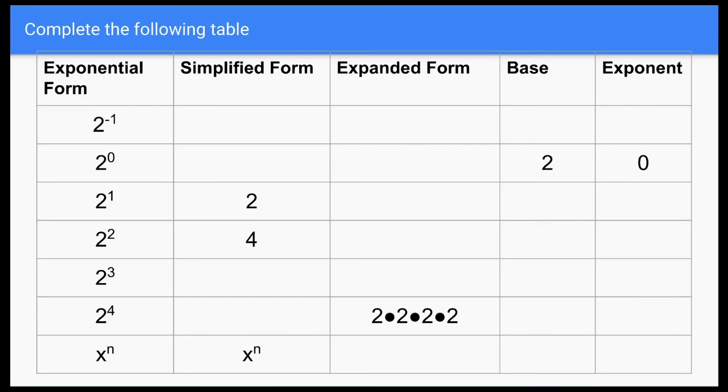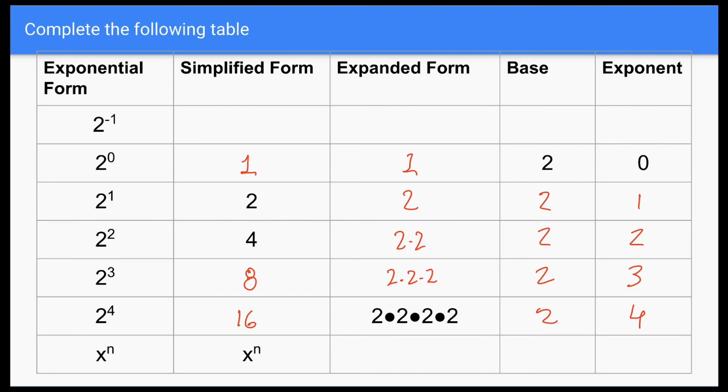All right, finally, I want to take a look at this table and just fill it out and show you some examples of exponential form, simplified form, and expanded form, along with the base and the exponent. So for some of these 1, 2, 3, and 4 powers, I filled them out really quickly. For 2 to the 0, as we talked about before, we end up with 1. Expanded form, we can't really write it out, we'll just write out a 1.